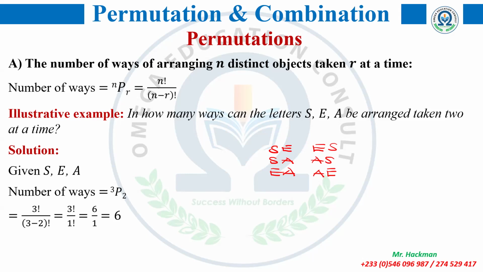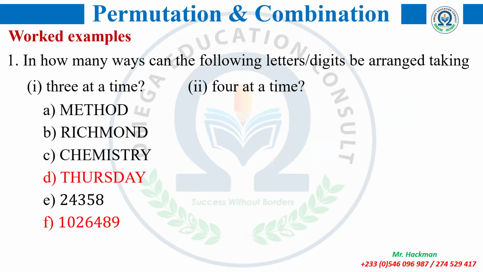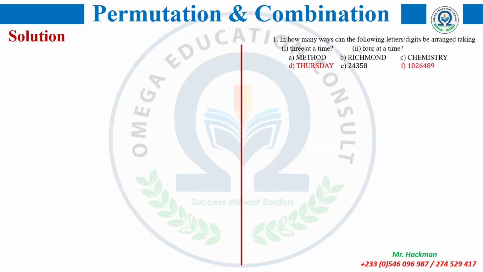If this one has more or less provoked your understanding, then let's look at our main word examples. In how many ways can the following letters or digits be arranged, taking 3 at a time, 4 at a time? Quickly, let's have a look at the solution. But before we look at the solution, any questions? Okay, we thank God we are fine. So solution, that's the first thing that you write. Questions are numbered because your solution has been numbered. So question number 1, major question number.